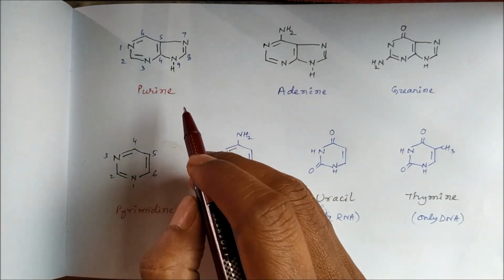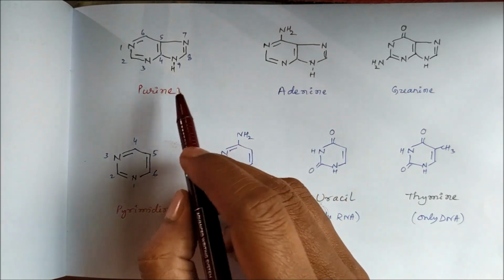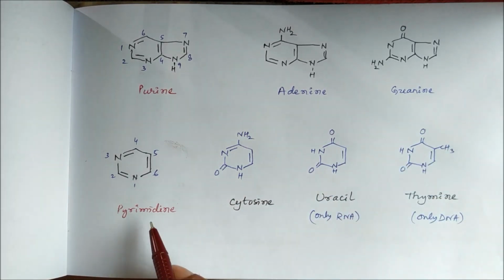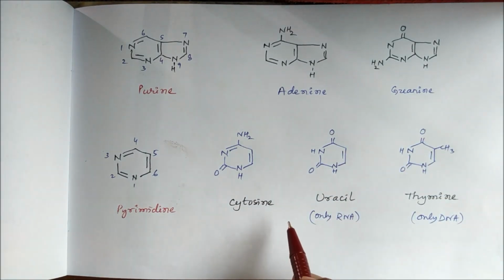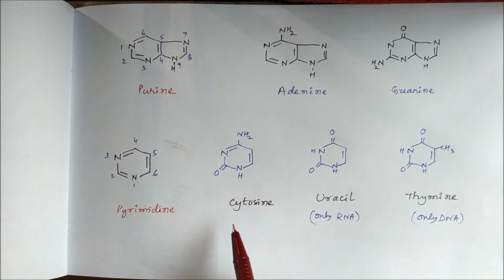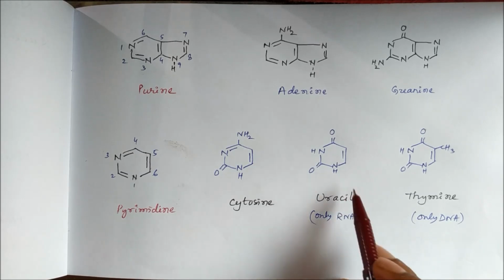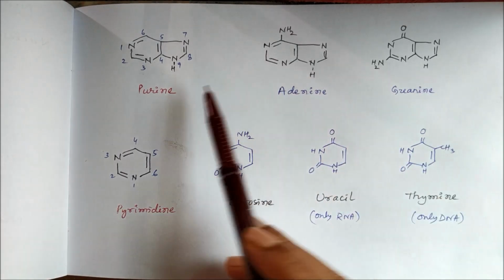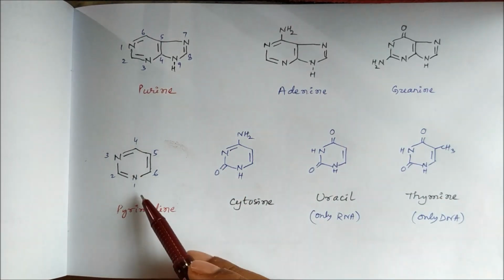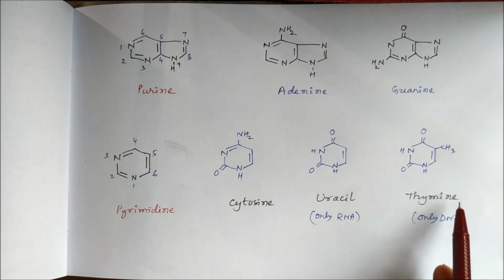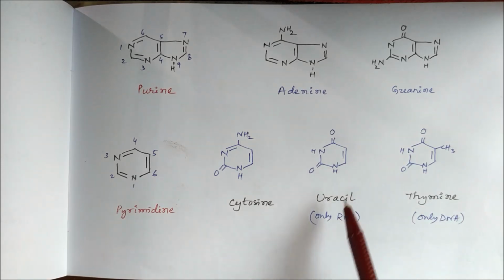The nitrogenous bases which are purines are adenine and guanine, and the pyrimidine bases are three: cytosine, uracil and thymine. Out of them, uracil is present in RNA and thymine is present in DNA. Adenine and guanine, these two purine bases, and cytosine, the pyrimidine base, these three are present in both RNA as well as DNA, but thymine is only present in DNA and uracil is only present in RNA.